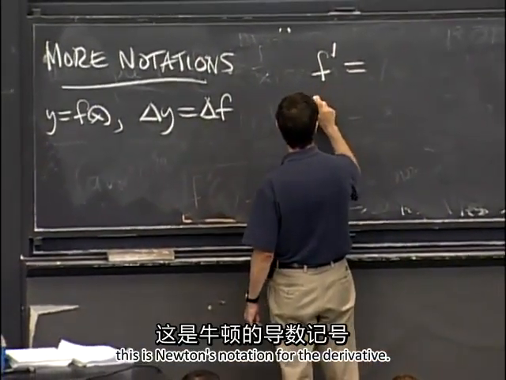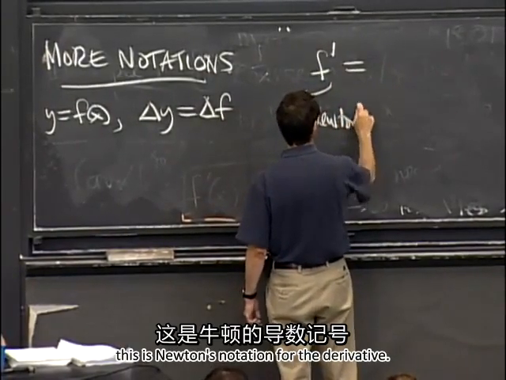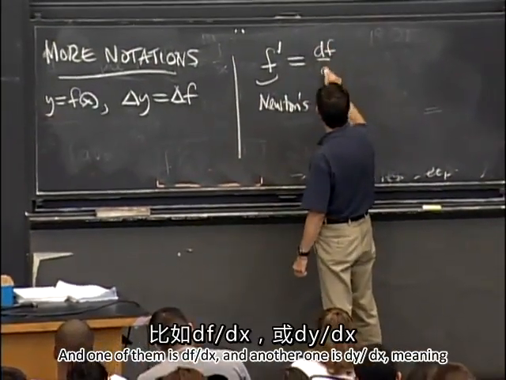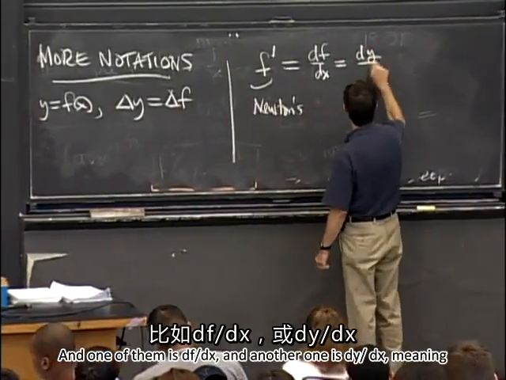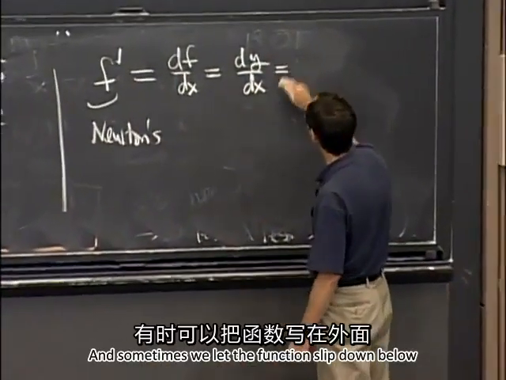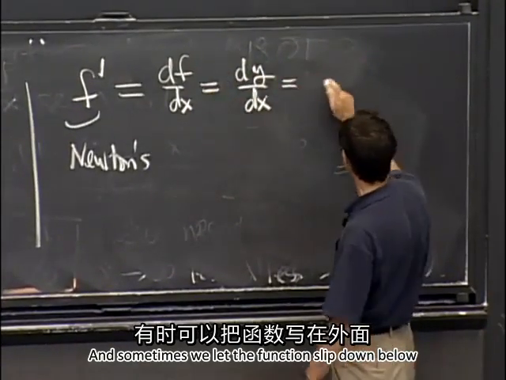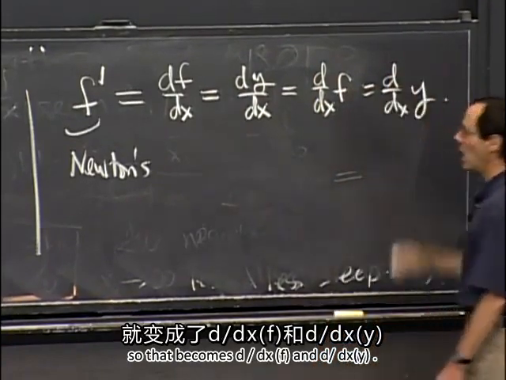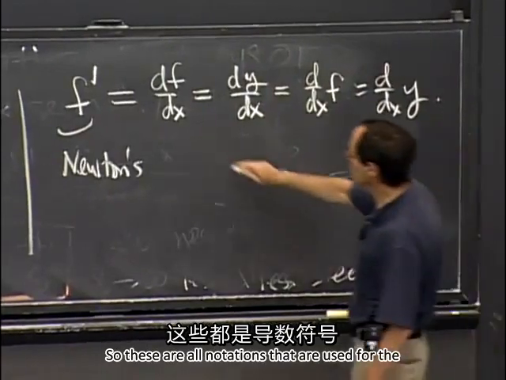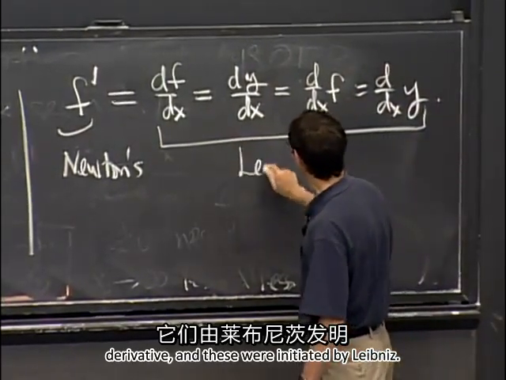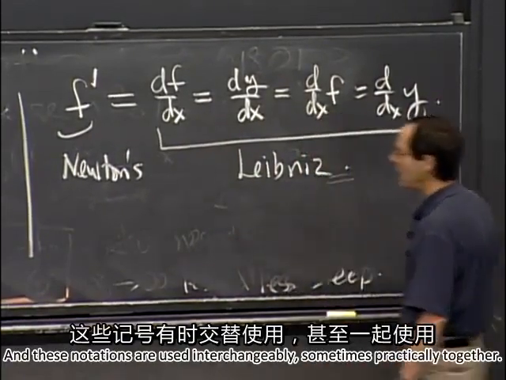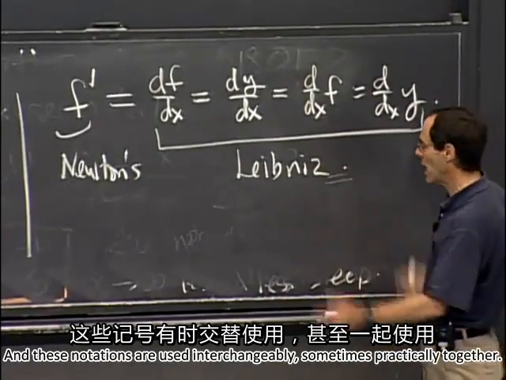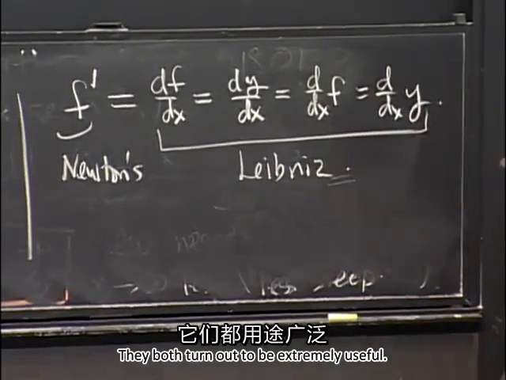So this is Newton's notation for the derivative. Okay? But there are other notations, and one of them is df dx, and another one is dy dx, meaning exactly the same thing. And sometimes we let the function slip down below, so that becomes d by dx of f, or d by dx of y. So these are all notations that are used for the derivative, and these were initiated by Leibniz. And these notations are used interchangeably, sometimes practically together. They both turn out to be extremely useful.